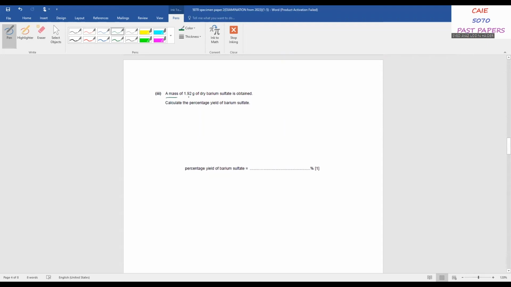A mass of 1.92 gram of dry barium sulfate is obtained. Calculate the percentage yield of barium sulfate. You will calculate using the above data. It's very easy. 1.92 multiplied by 100, divided by the mass we have calculated, 2.563. So the answer should be 74.9 or 75%.